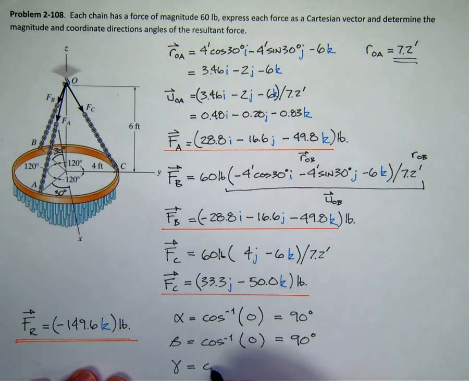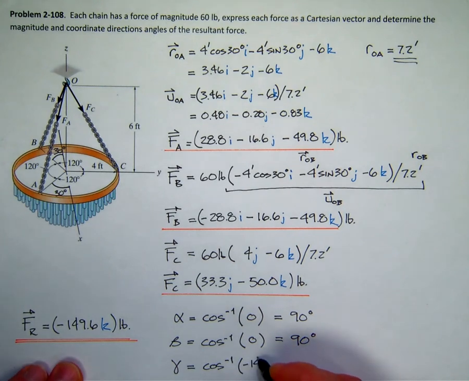Finally, gamma is the arc cosine of the z component. Oh, there we go. We finally have something. So that's minus 149.6 divided by the magnitude, which is 149.6. And what does that give you? What's the arc cosine of minus 1? I think it's 180.